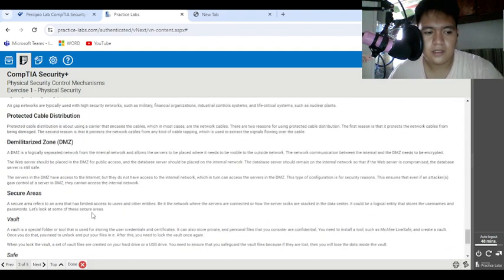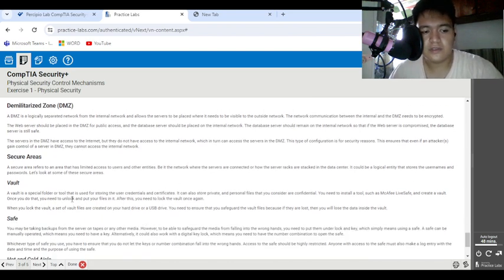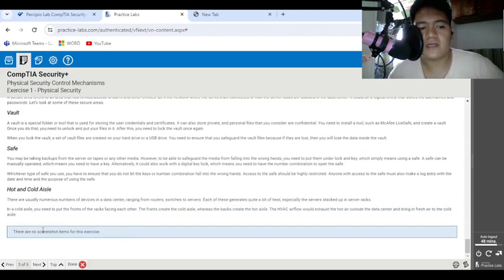Access control: refresh the area that is limited access to use and other entries. Vault: a special folder tool that is used for storing user credentials and certificates. Safe: may be for taking backup servers and any other media. Safeguard the media from falling into the wrong hands and put it under lock and key.